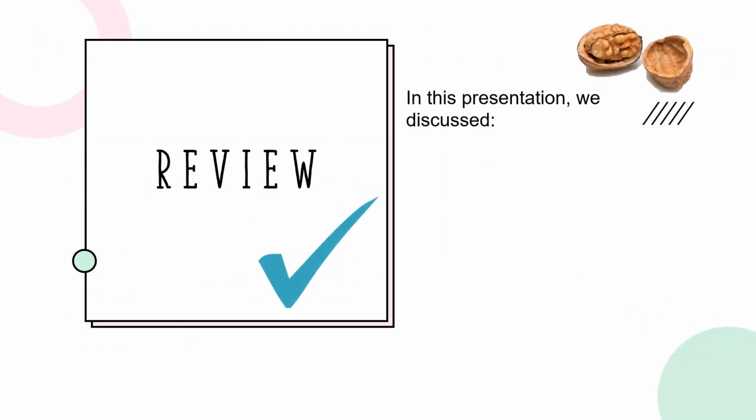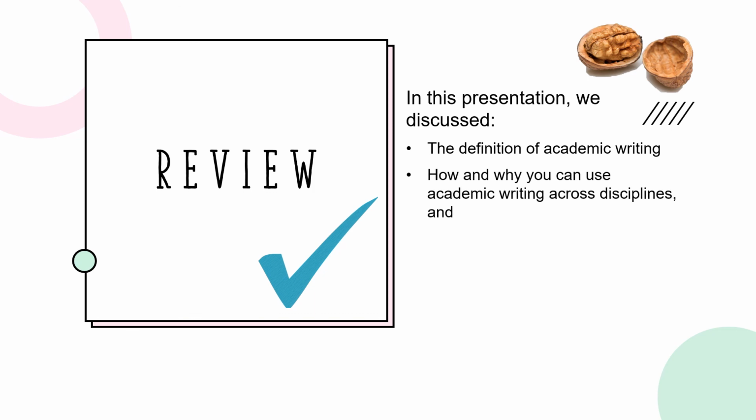So, in a nutshell, academic writing is an important skill to acquire and can be useful both inside and outside of the classroom. In this presentation, we discussed the definition of academic writing, how and why you can use academic writing across disciplines, and the major characteristics of academic writing.